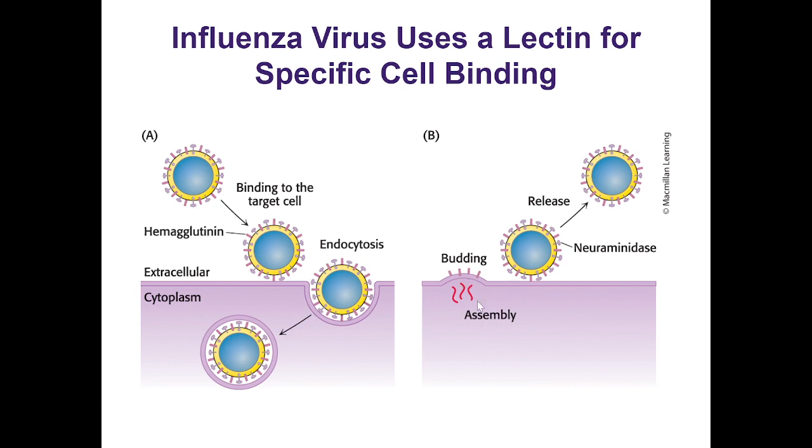This right here is the assembly and then budding. And so you're going to assemble and bud through here. This will then have a full virion particle, that is virus, that is attached to your cell membrane. And so then you're going to have your release. That's that neuraminidase that we had been talking about before.